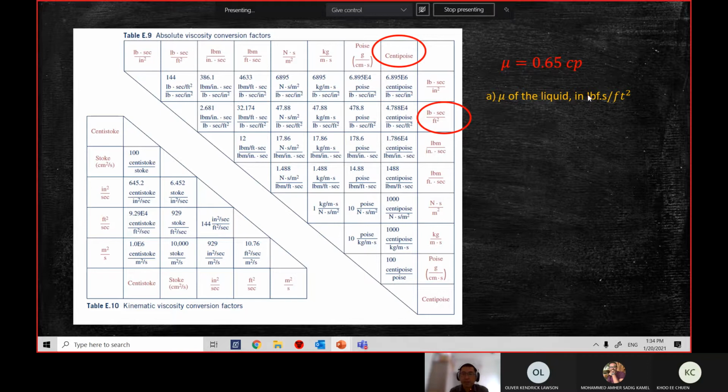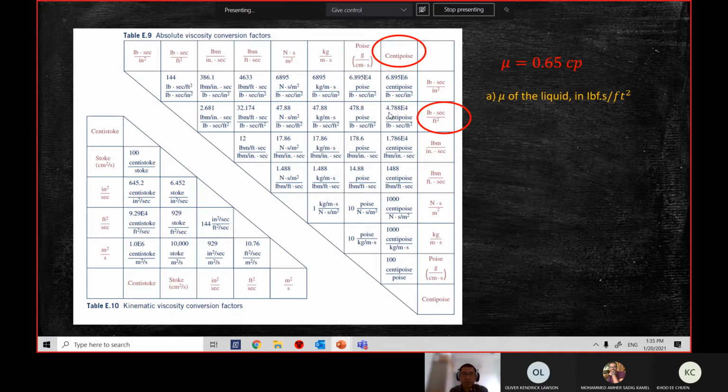Some textbooks put the unit lbf, meaning pound referring to feet as a dimension, but it can be shortened to lb·s over feet square. So that just lets you know there are two kinds of notation. Sometimes you will see lbf, meaning pound referring to feet, but you can omit the F when you write the unit. In this case, we are referring to the intersection point of centipoise and pound, like what you see on the screen here. And the intersection location is here.